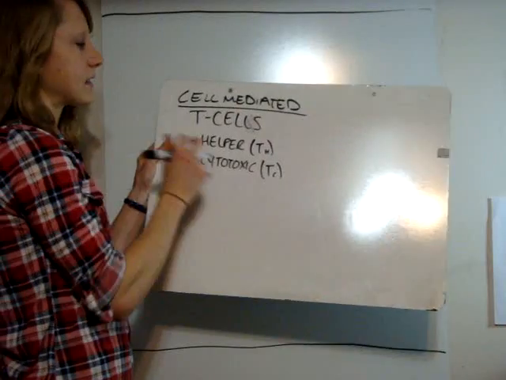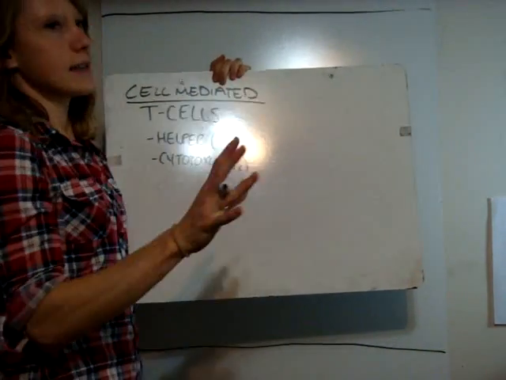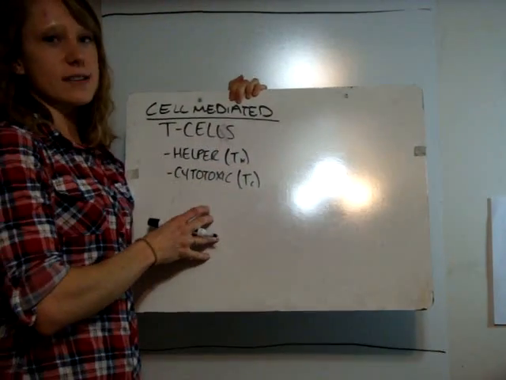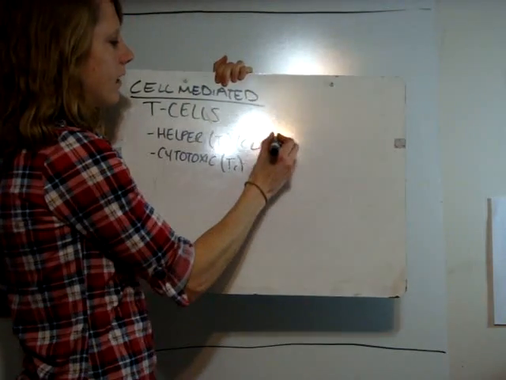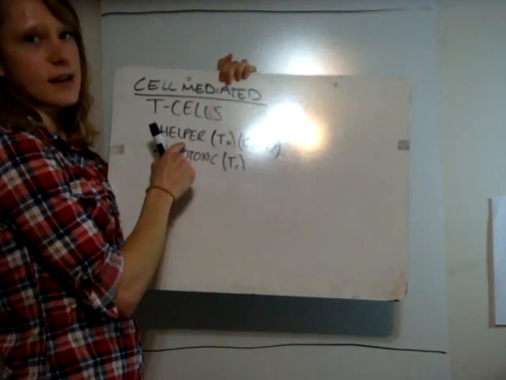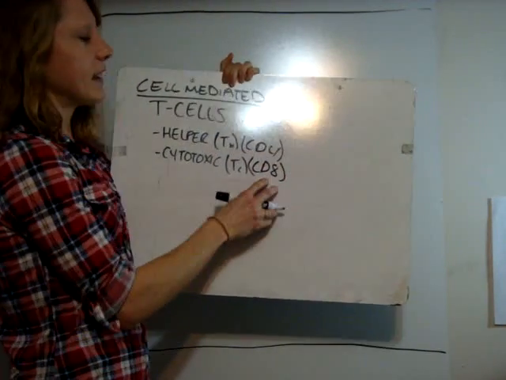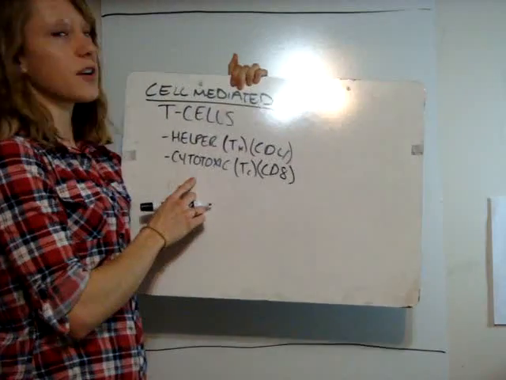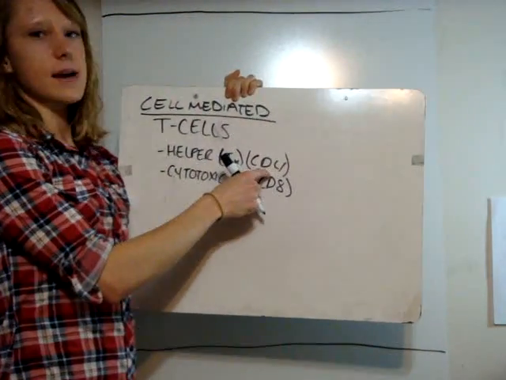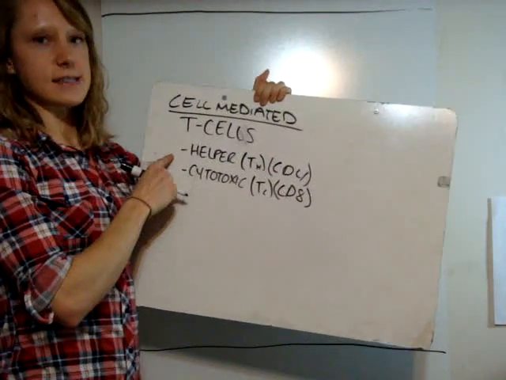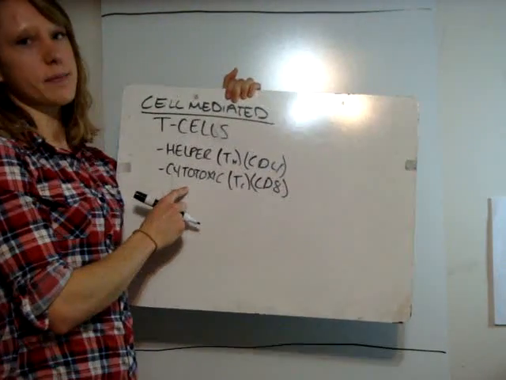So helper T cells and cytotoxic T cells are in the cell-mediated branch of the third line of defense, and they both have something called CD receptors. CD receptors are receptors only found on T cells. Even more specific, CD4 is always found on helper T cells. CD8, sorry, hope you can read that, CD8 is only found on cytotoxic T cells. So if you are talking about a cell that has a CD4 receptor, you know you're talking about a helper T cell. If you have a cell that has a CD8 receptor, you know you're talking about a cytotoxic T cell.